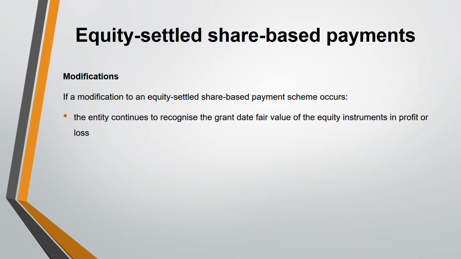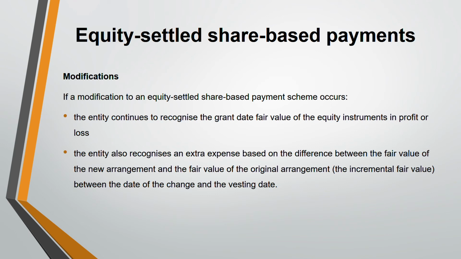The change comes here in the second point. The entity now also has to recognize an extra expense because of this modification. Why? Because there's a difference in the fair value of the new arrangement versus the original arrangement. That means before this modification. So with the modification and without the modification, the fair value is different. That's why there will be an extra expense that you have to recognize.